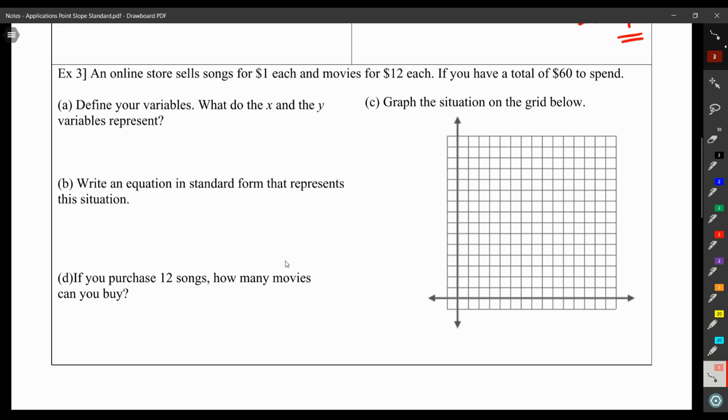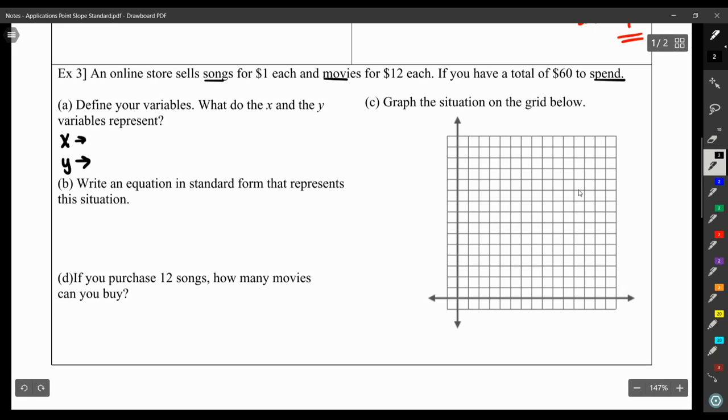With X and Y representing things, I don't want a number. I want to know what it is actually standing for. So I'm just going to put an arrow and not an equal sign. We just have to think about, if I'm spending money, what am I spending money on? Well, I'm spending it on songs and movies.